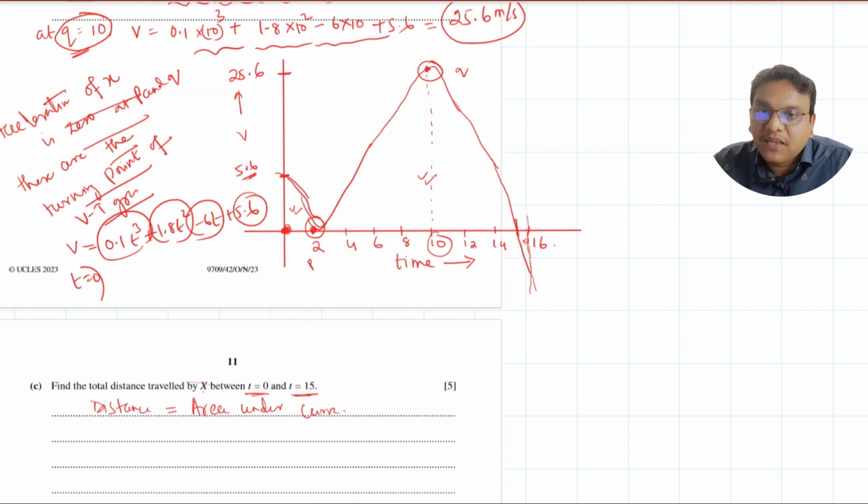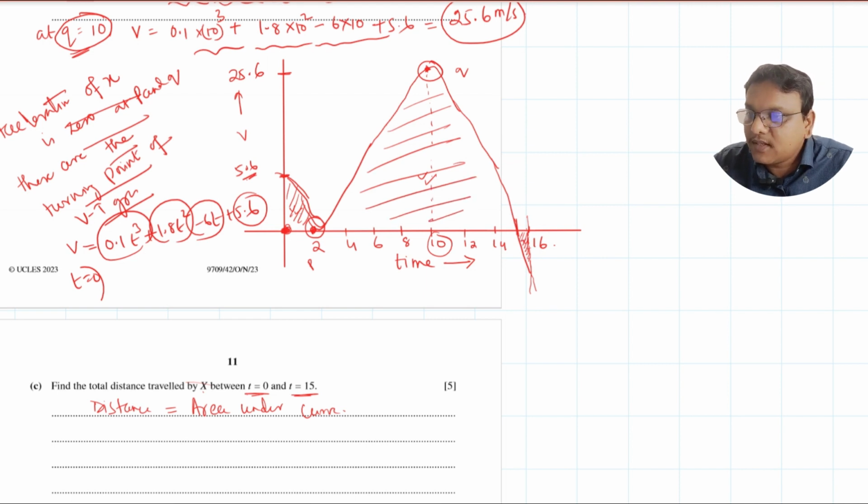See, in distance we have to add this thing also. We have to find this area, and we have to add this as well. Again I'm saying we have to find this area as well. If you add this, definitely that will be the total distance. So how to find this?